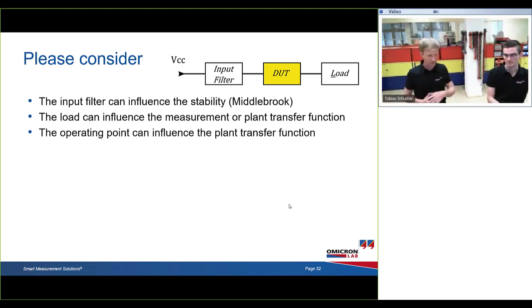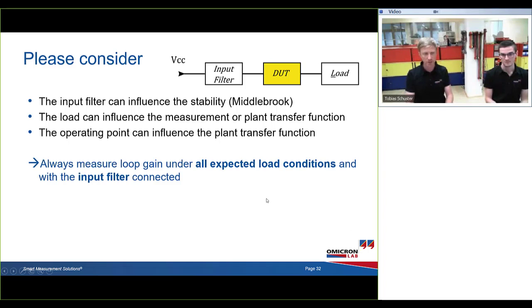We will talk about that in another webinar. The load can change the plant by adding more capacitance, for example. The operating point can influence the plant transfer function. If I have a very nonlinear system, changing the operating point will change the frequency response of the system. So you have to measure the loop gain under all expected load conditions with the input filter connected.